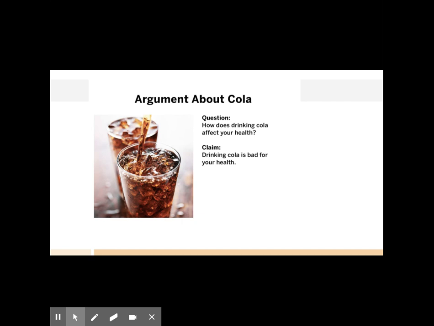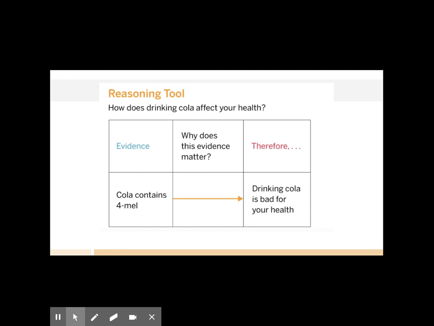Now that I have my claim, I want to support that claim with evidence. So an example of evidence might be, cola contains a caramel coloring ingredient. Once I have my question, claim, and evidence, I want to think about that last step, which is reasoning. And we're going to actually look at a reasoning tool, which you're going to use in this lesson.